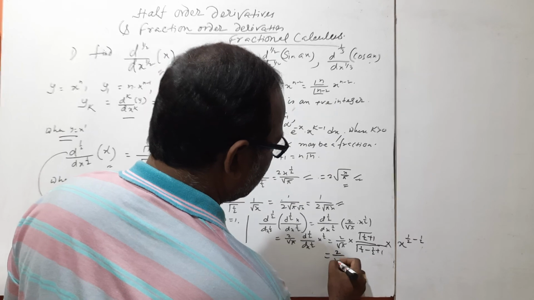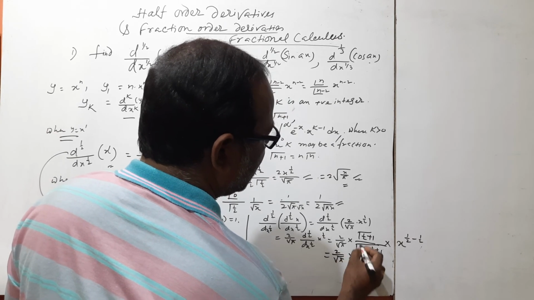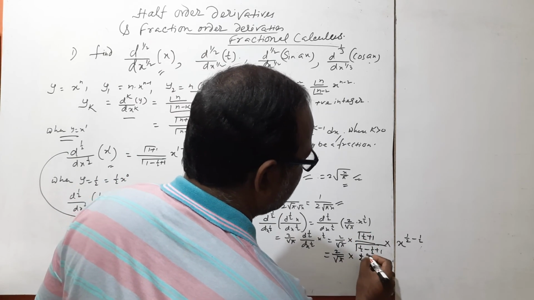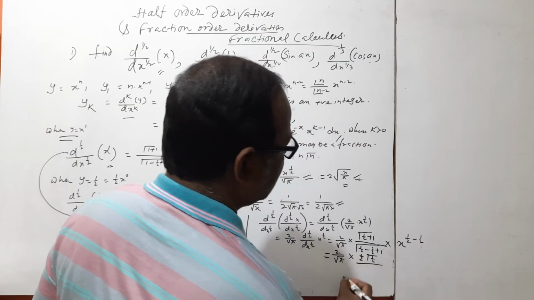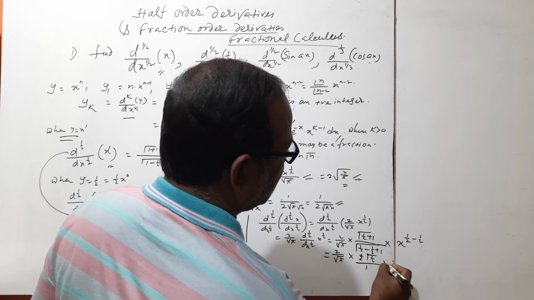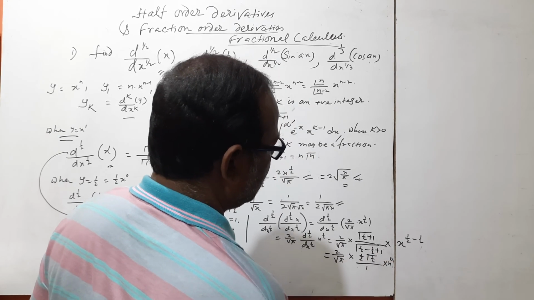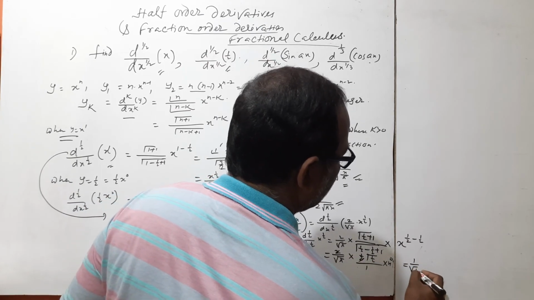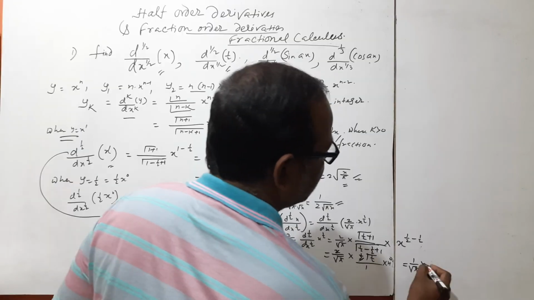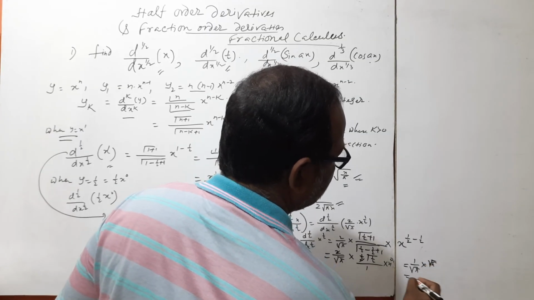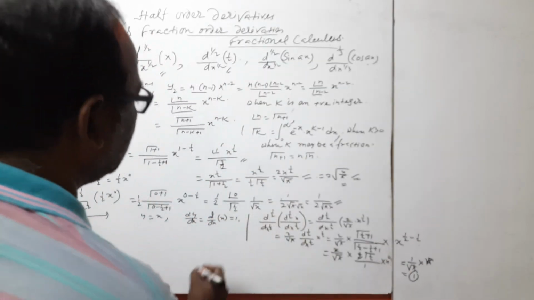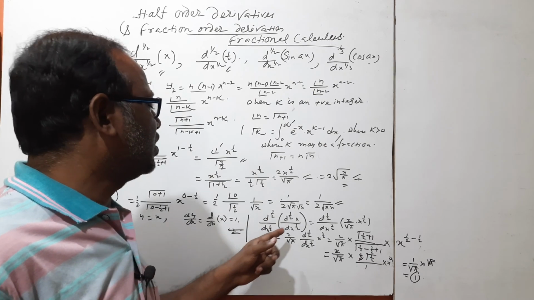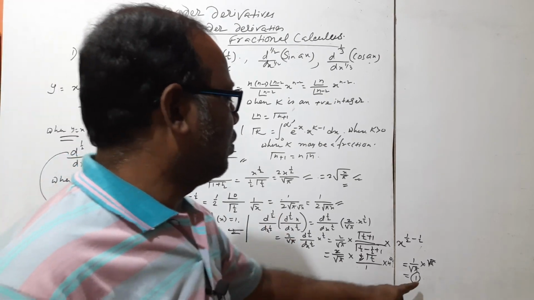So this is equal to 2 by root pi, and this is actually half of gamma half, and this is gamma 1 means 1, and x to the power 0 means 1. So 2 are cancelled out, 1 by root pi, and gamma half is also root pi, and this is equal to 1. So ddx of x is 1, and the half order derivative of x is 1 also.